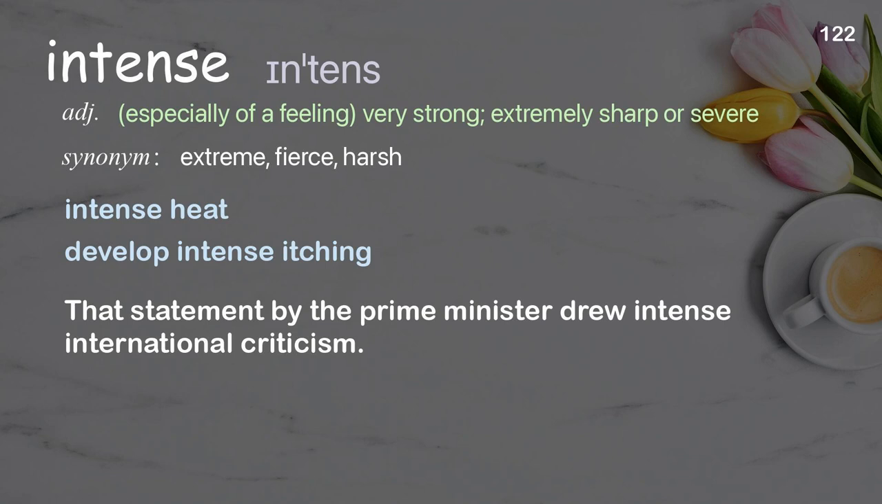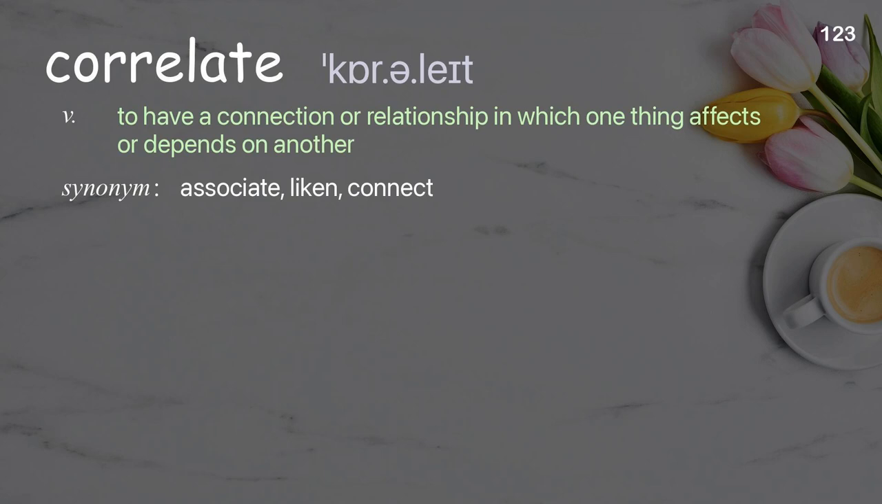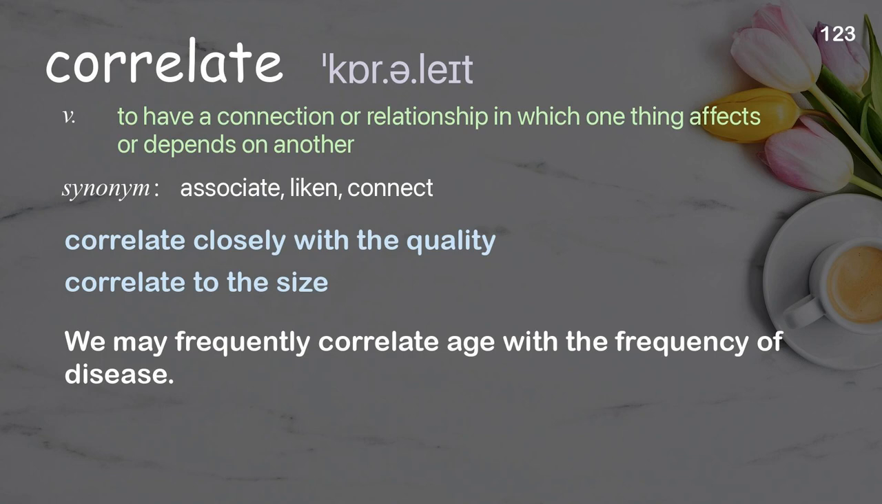Correlate: to have a connection or relationship in which one thing affects or depends on another. Examples: correlate closely with the quality, correlate to the size. We may frequently correlate age with the frequency of disease.